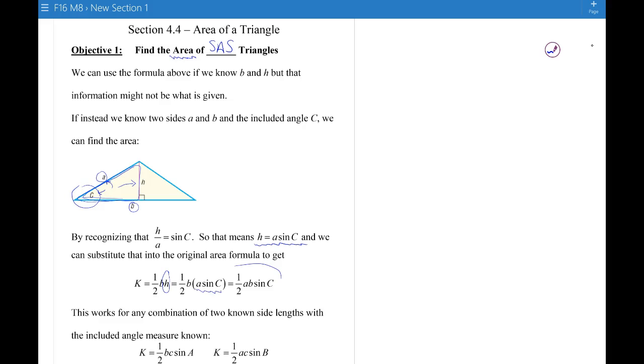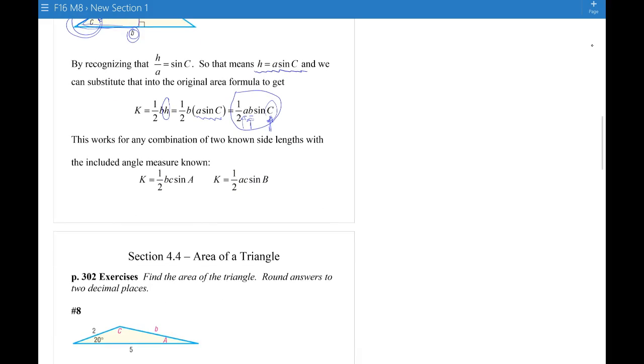So now you get a new formula that says, oh, okay, the area of a triangle, if I know two sides and the angle in between them, it's going to be 1/2 side length, times the sine of the angle in between them. So this is going to work for any two known side lengths. So if the two side lengths here are whatever letters they are, and then the third letter is the angle, then this formula is going to work.